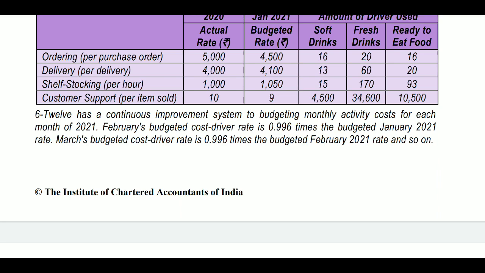Okay, after that, 612 has to continue improvement system to budgeting monthly activity cost for each month in 2021. February budgeted cost driver rate is 0.996. So they provided cost driver rate 0.996 times the budgeted of January. So February budget will be changed to 0.996 times. Next, March budgeted times will be 0.996 times.